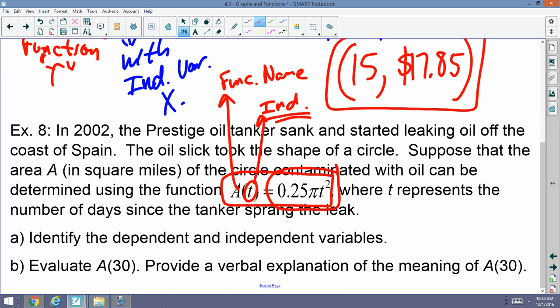So it's given by this function A of t equals 0.25 pi t squared, where t represents the number of days since the tanker sprang the leak. Identify the dependent and independent variables. Who's dependent here? Who's independent? But what does t stand for, guys? What is the independent here?